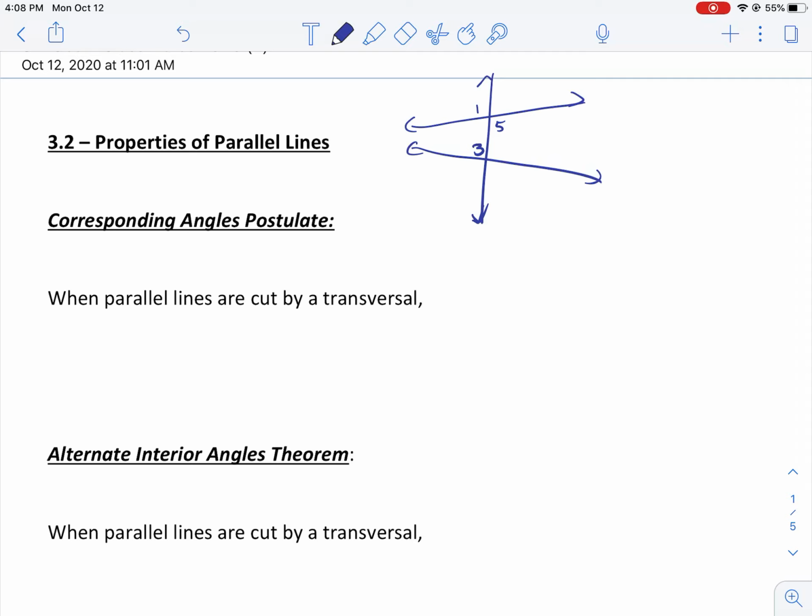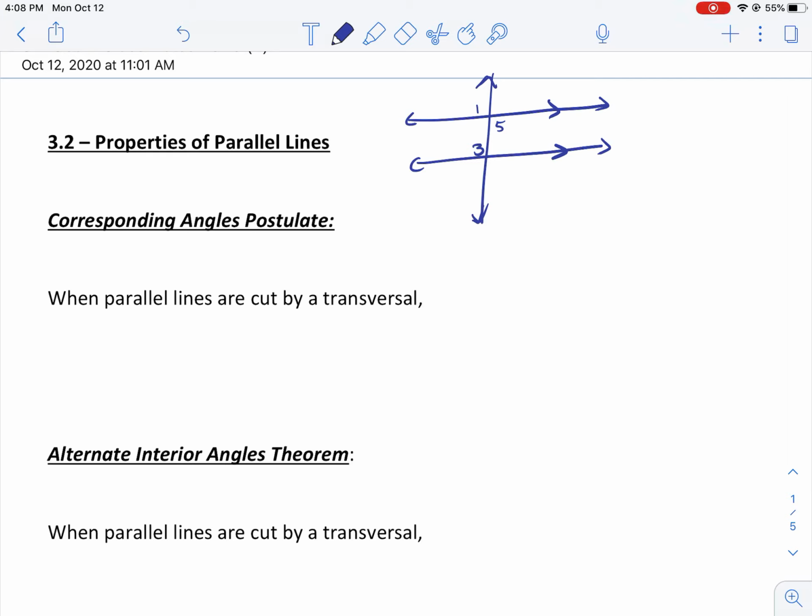Well, something interesting happens when these lines that are cut by the transversal all of a sudden become parallel. So those relationships based on location are still the same. And notice that I've made those lines parallel. I've indicated that they are with those arrows that match from one arrow on the other. And so that's telling us that those lines are parallel to each other.